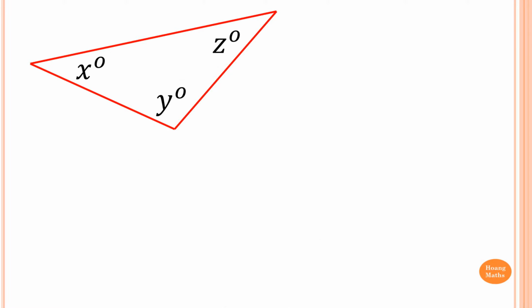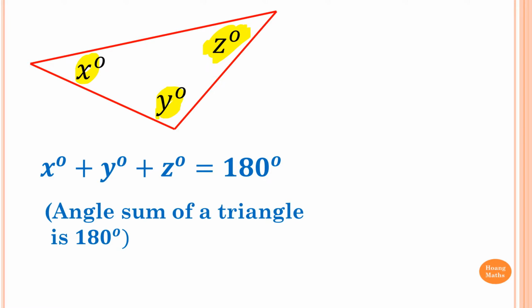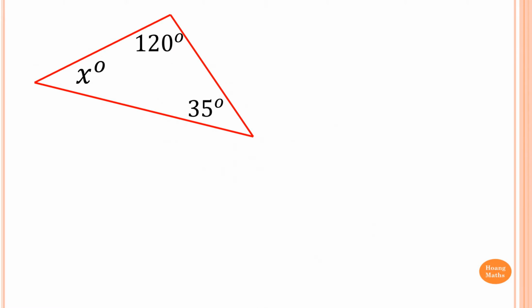So in a triangle, the rule is angle X plus angle Y plus angle Z is equal to 180 degrees. And we must give a reason. And the reason is angle sum of a triangle is 180 degrees. So now find the value of X in this triangle here.